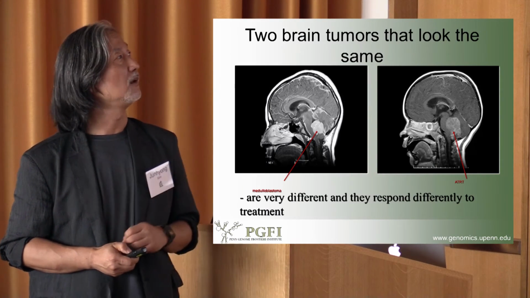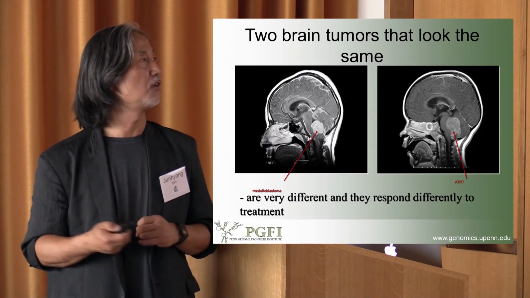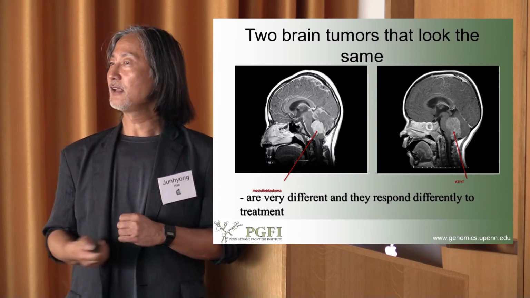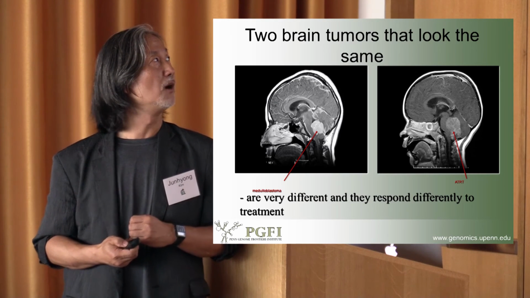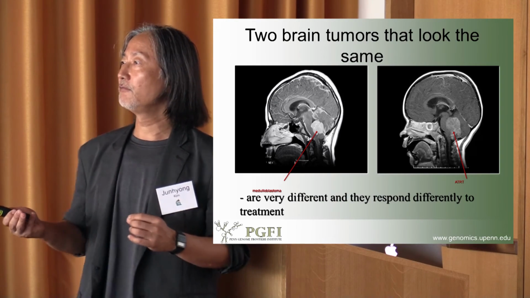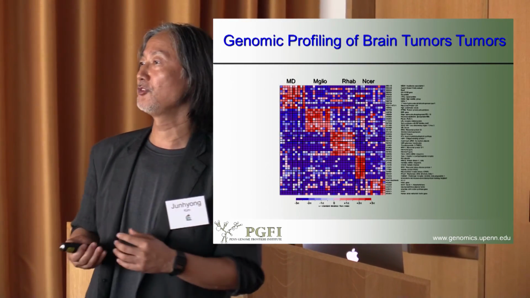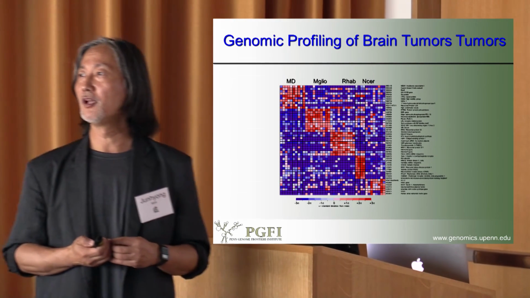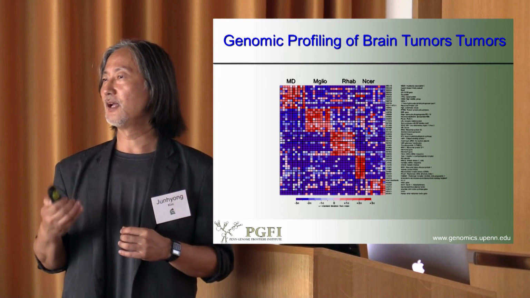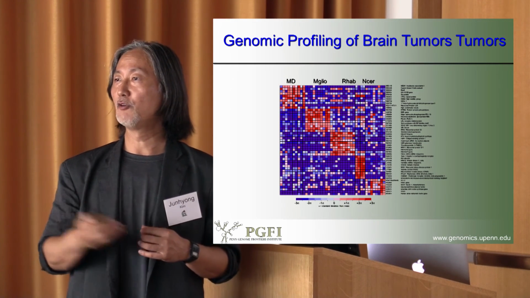So, for example, we now know two brain tumors that look the same may respond very differently to treatment. Things that we used to think to be the same tumor, we now know come in like 5 or 6 different molecular flavors, each of which responds differently to different kinds of, say, chemotherapy treatment. So genomics and the idea of precision medicine is really revolutionizing how people see diseases and how we approach their treatment.